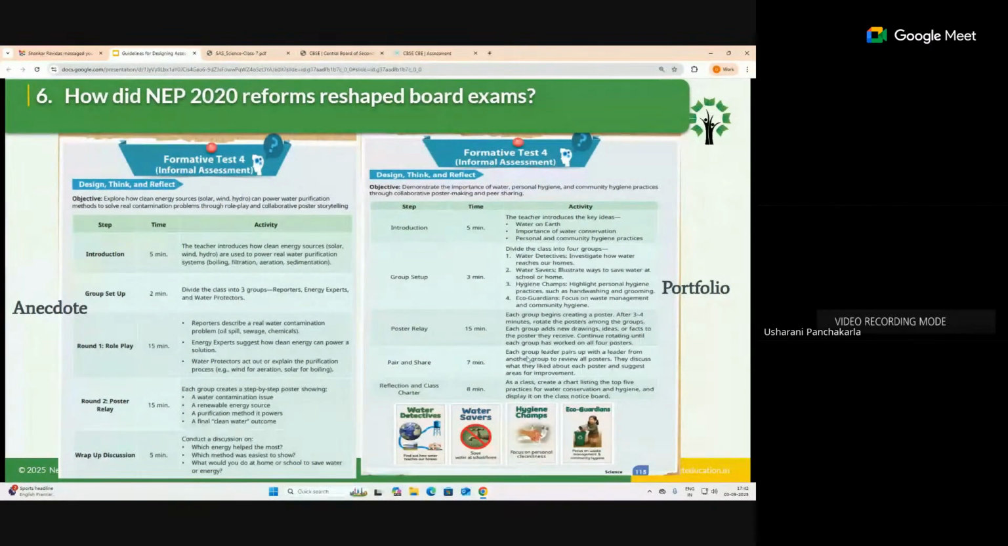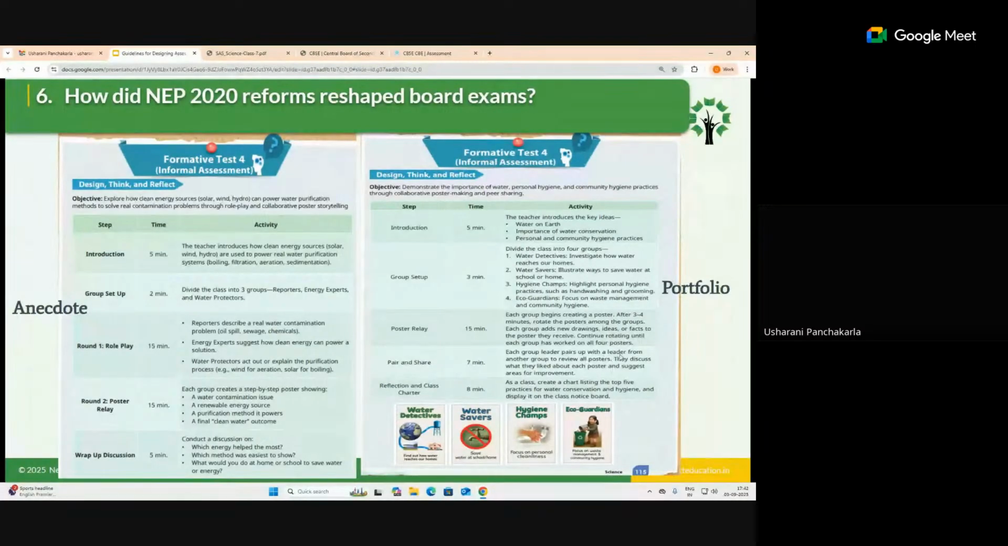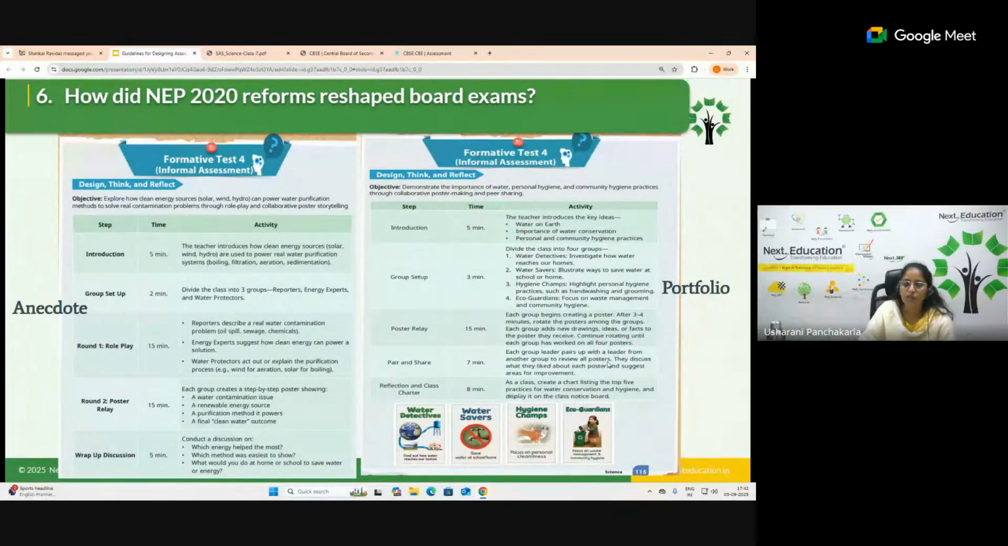Now each group leader pairs up with the team leader from another group to review all the posters. They discuss what they liked about each poster and suggest areas for improvement. As a class, create a chart listing the top 5 practices for water conservation and display it on the notice board. So this is one sample we have given for the teacher, so that if required, she can add more. And coming to this, as I said, the information you have captured with respect to the posters is what you call a portfolio.